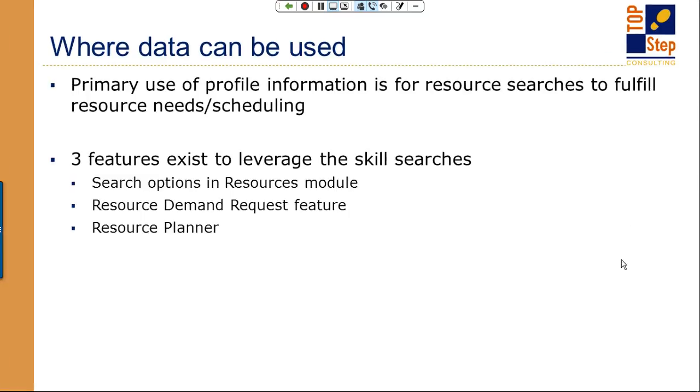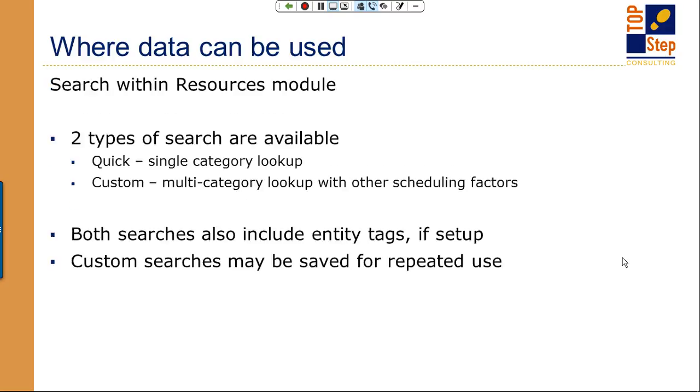Okay, in terms of where you use this data, well, we've talked about scheduling a bit already, and you have the ability to search within the resources module based on these different skills. So you can run what they call a quick search that says, show me everybody who has this skill. And it's basically for one category. I want to see everybody who knows JavaScript. Oof, and there it is.